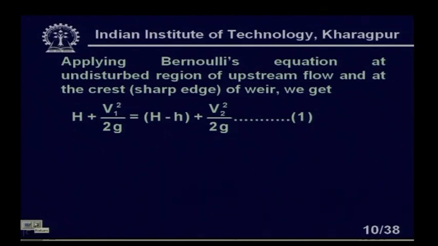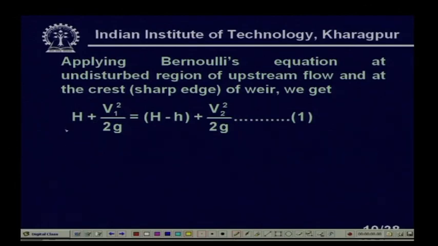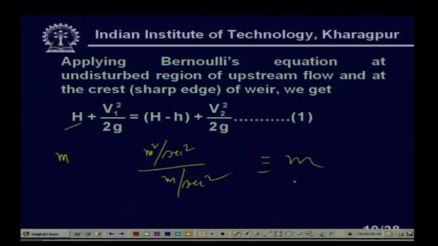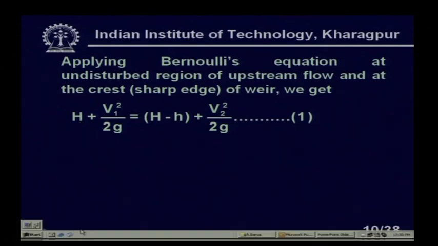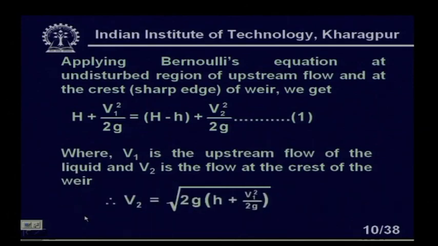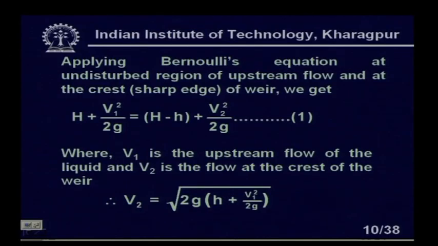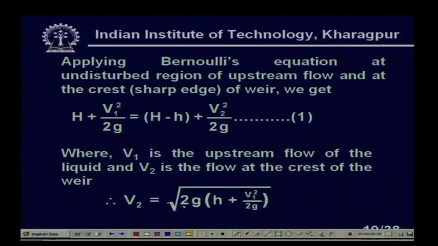Interestingly, you can see here that all terms have the dimension of height, because if this is in meters, V squared is meter squared per second squared, and g is meter per second squared, so obviously it will be in meters. So dimensionally it is correct, where V1 is the upstream flow velocity of the liquid and V2 is the flow velocity at the crest of the weir, as we showed in the diagram. If I manipulate equation 1, the H and H will cancel out, and V2 equals the square root of 2g h plus V1 squared by 2g.